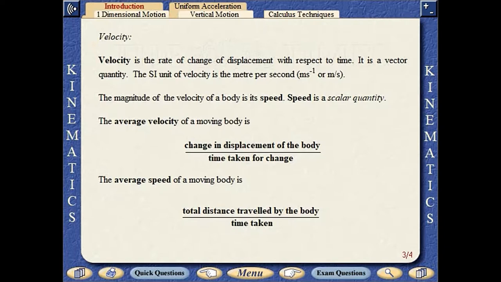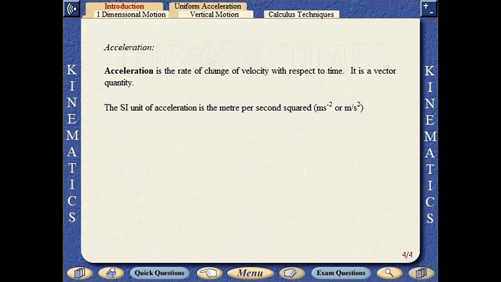The average velocity of a moving body is the change in displacement of the body divided by the time taken for this change to occur. The average speed of a moving body is the total distance travelled by the body divided by the time taken. Acceleration is the rate of change of velocity with respect to time. It is a vector quantity. The SI unit of acceleration is the meter per second squared, or meter per second per second.